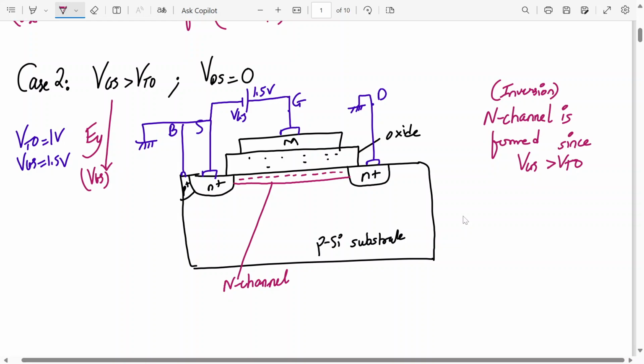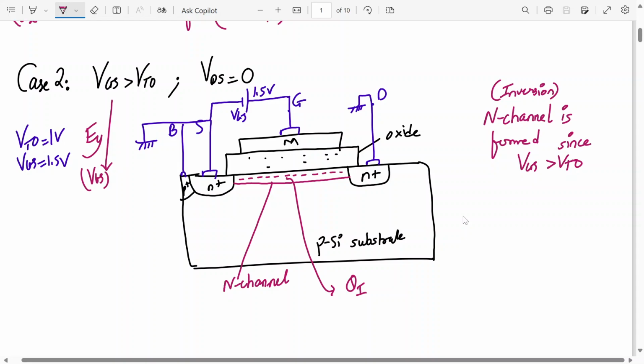In spite of the channel being formed. Now I'll tell you in a different way. The charge which is present over here because of minority charge carriers is called QI, the inversion layer charge. That means it is the density of mobile electrons in the N channel. So for the current to flow, we should apply VDS. VDS should be applied, because we have not applied it over here. So what is the reason for ID not flowing over here?